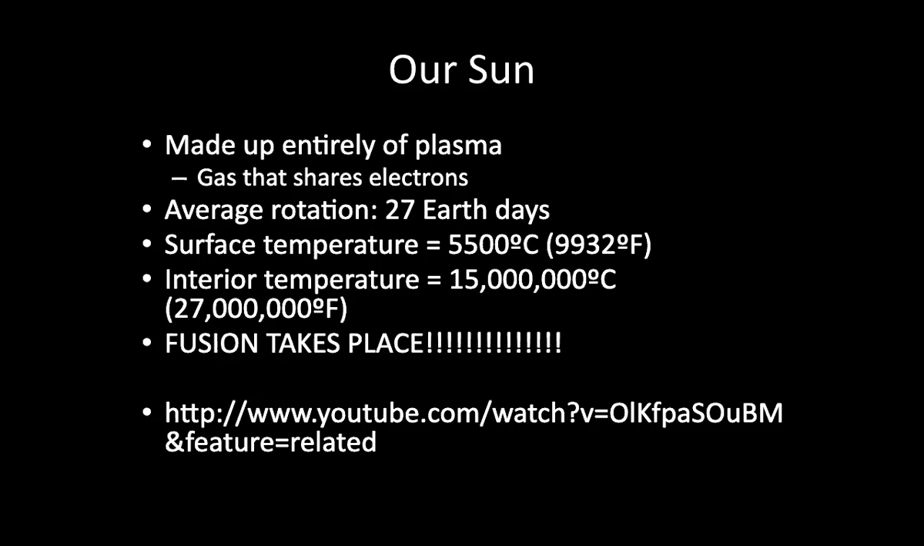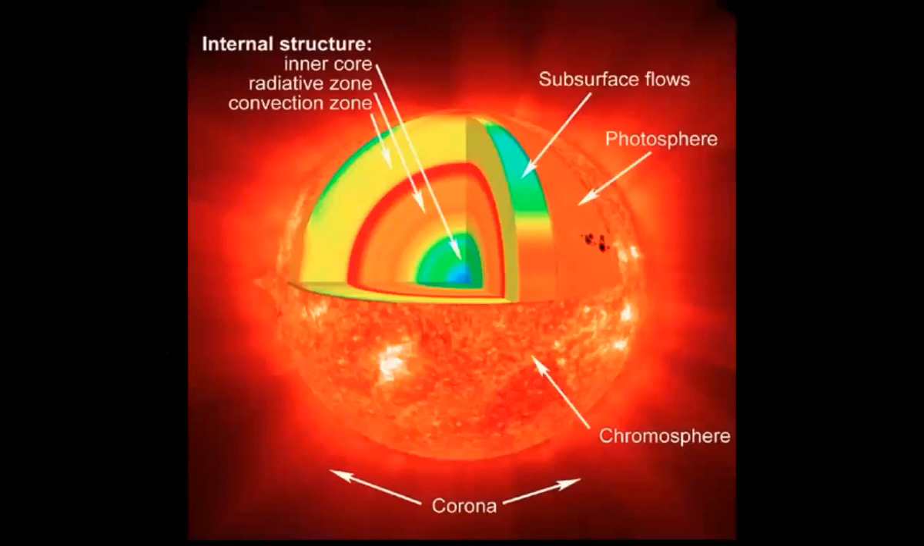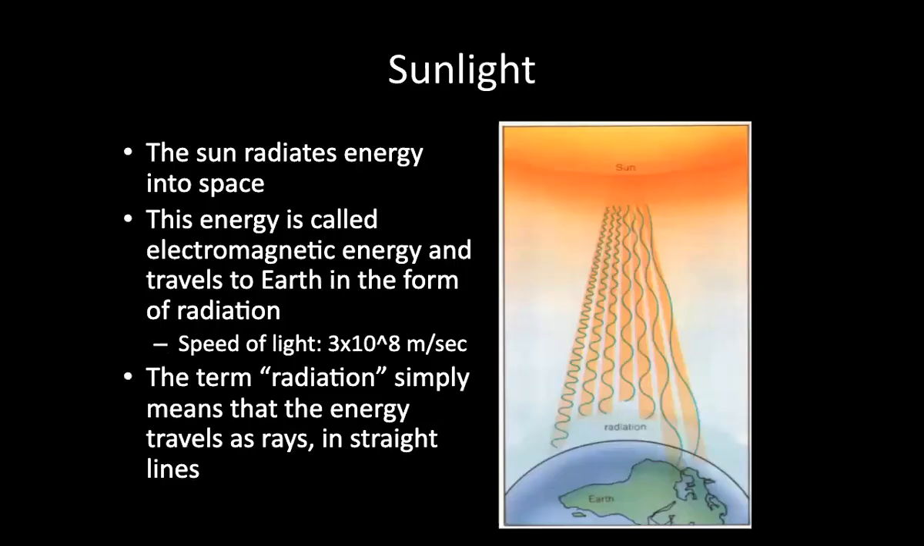Okay, we'll come back and we'll watch this little video before I set y'all loose. So here's just a picture, so you can see the outside of the sun, the surface, and then the different layers. So sunlight, okay, that's what comes to where? To us, to Earth, right?